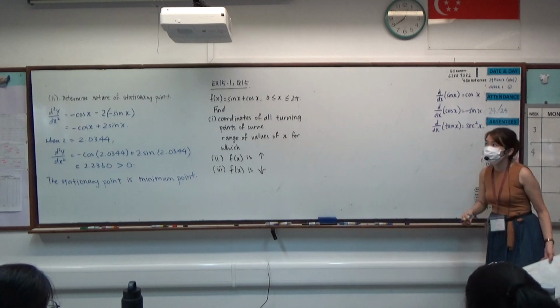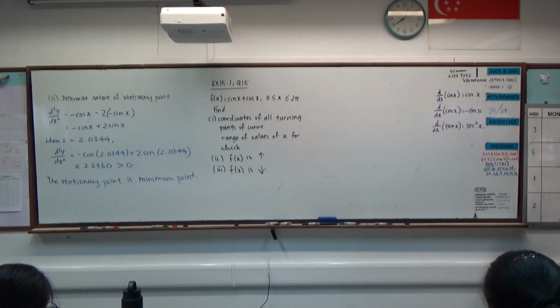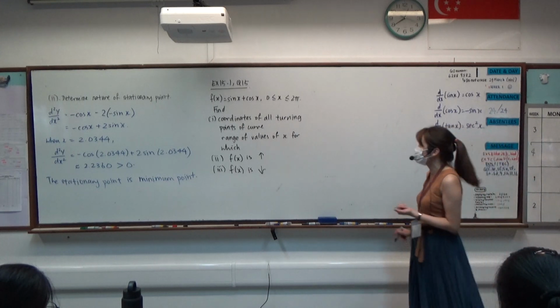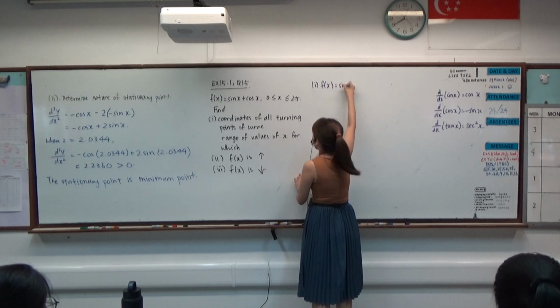Now we look at exercise 15.1, question 15. We have a function sin x plus cosine x. We want to find the coordinates of all the turning points. All the turning points means that your first derivative must be equal to 0. So we first find out what the first derivative is.